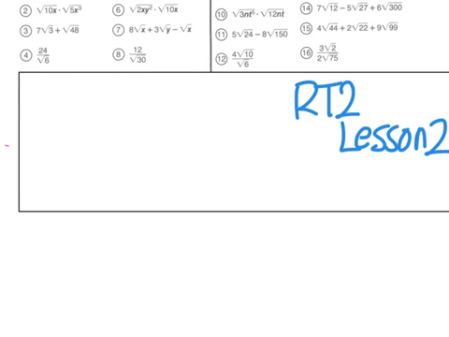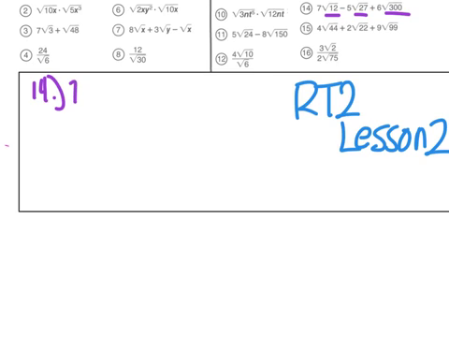In RT2 Lesson 2, we were looking at how to add like radicals. So if I look at problem number 14, subtracting can be done the same way. And what I notice is that none of these radicals are alike, but all of them can be simplified.